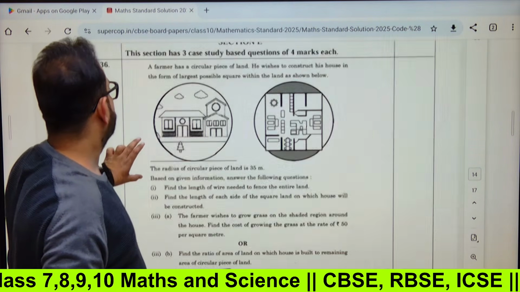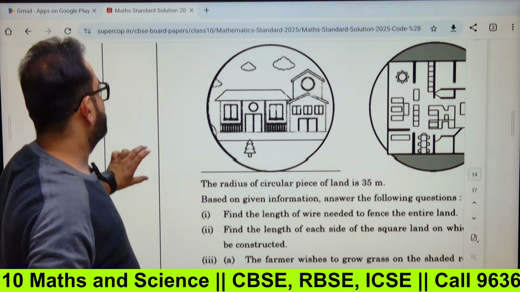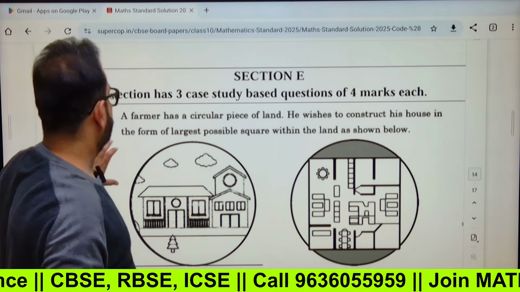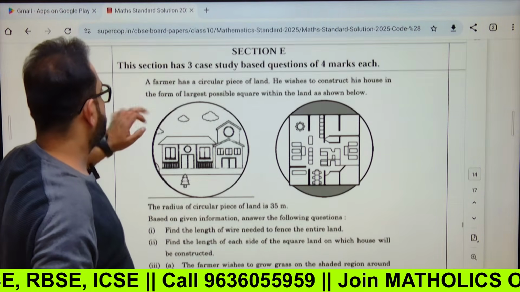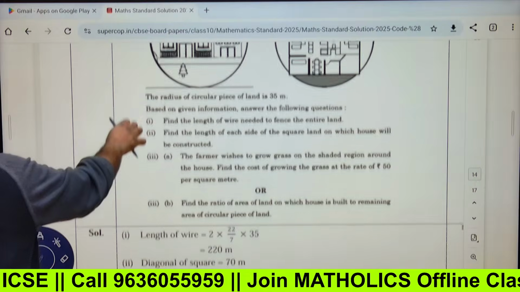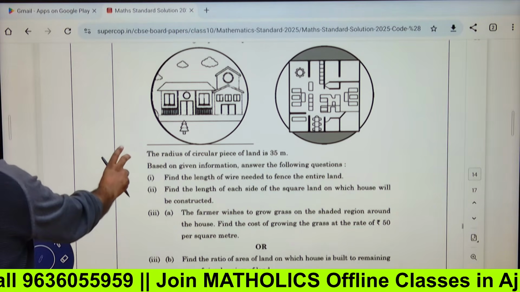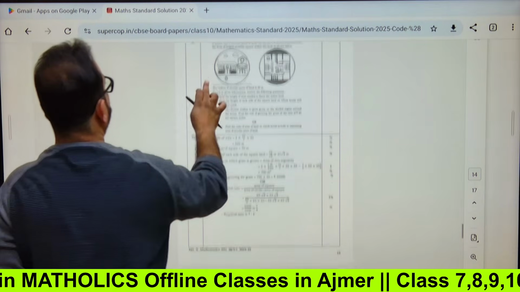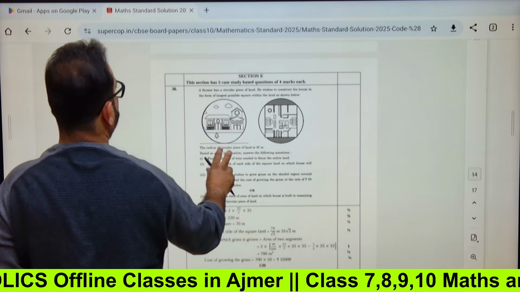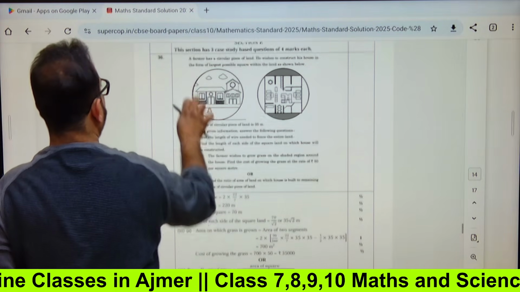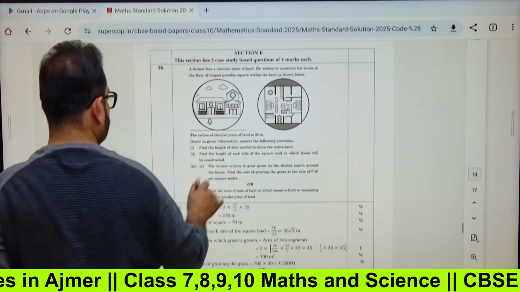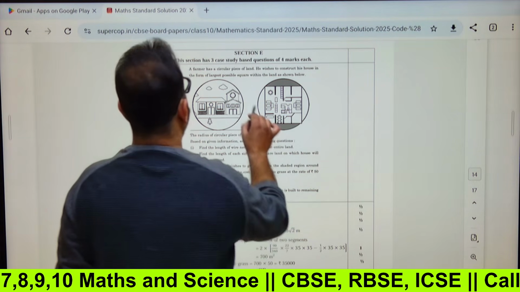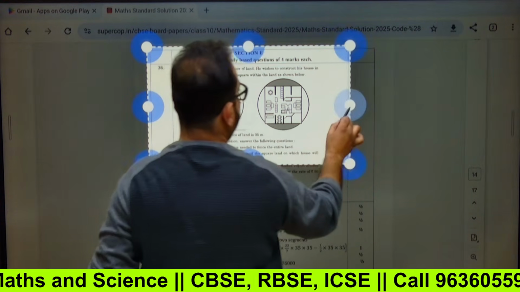Next one is this question from the chapter areas related to circles, I guess. Let's see how to solve this one. Section E questions. Question number 36. Section E means 4 marks questions.